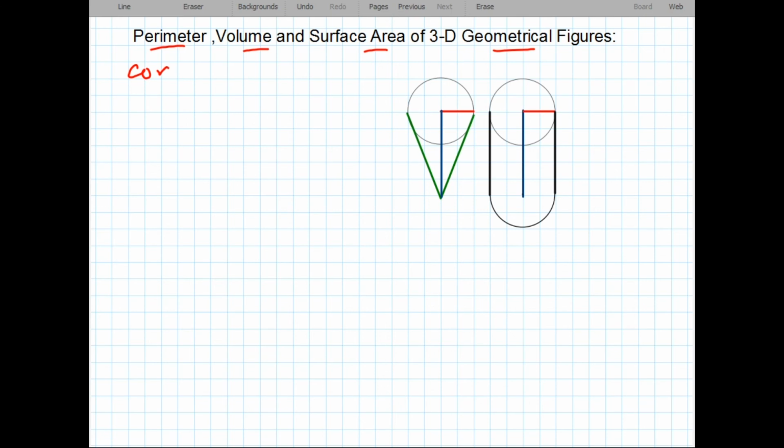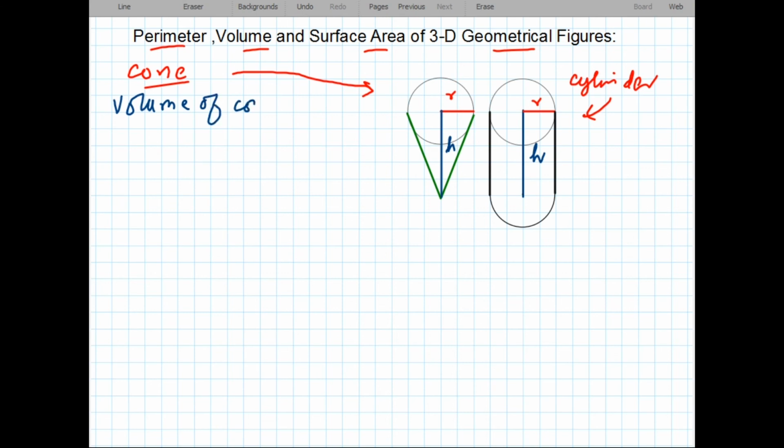Next shape of 3D figure is cone as shown in figure. Cylinder is also drawn as shown. R is radius of cone and radius of cylinder. H is the height of cone and cylinder. Now what is the volume of cone?